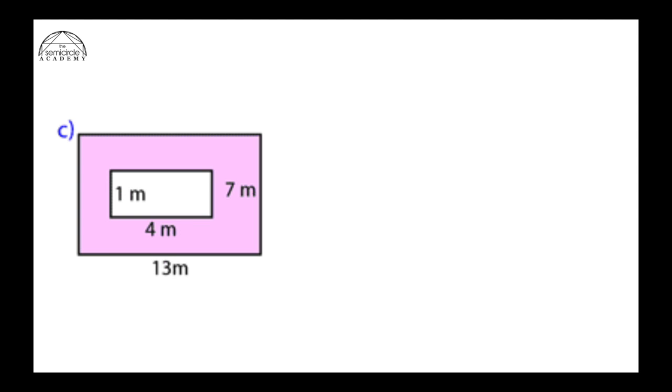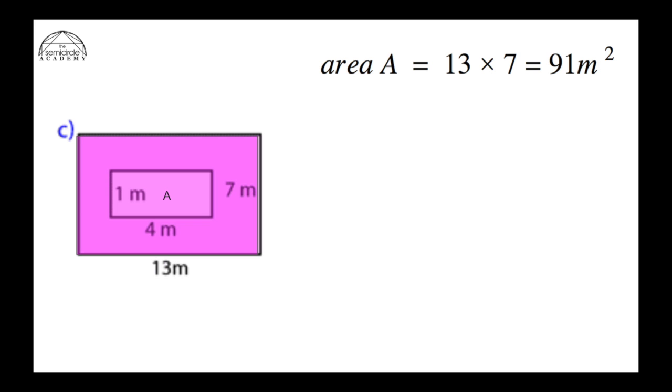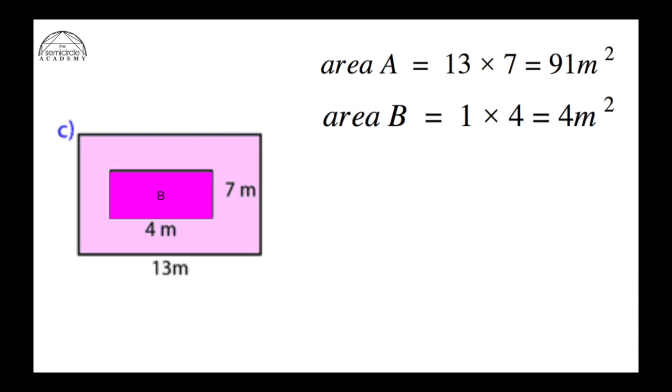Right, so hopefully you got it. Let's see how it works. I could see here that I have a larger rectangle, and that larger rectangle has an area of 13 times 7, which gives us 91 meters squared, right? Then I have the middle rectangle, and the area of that gives us 1 times 4, which is 4 meters squared, right?